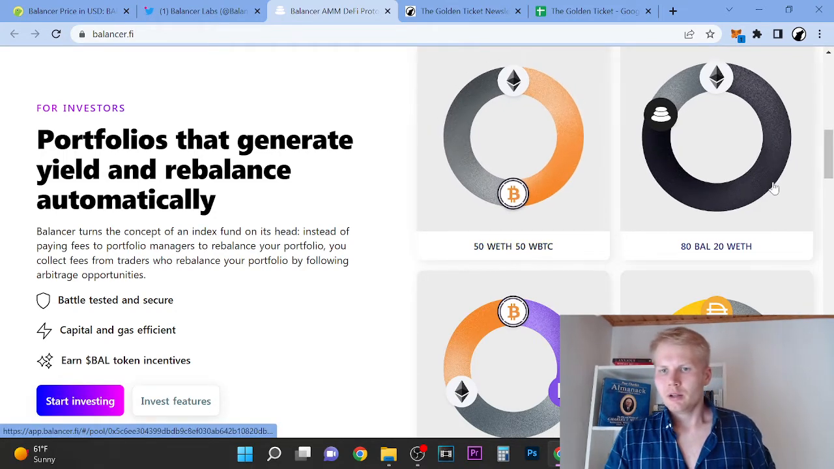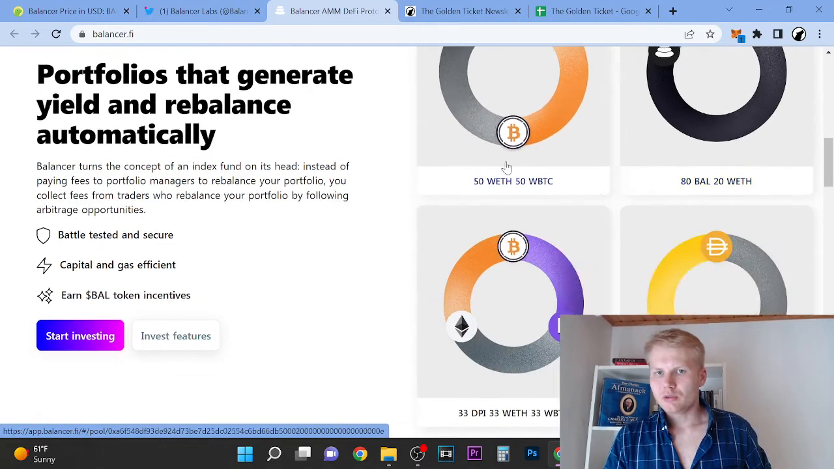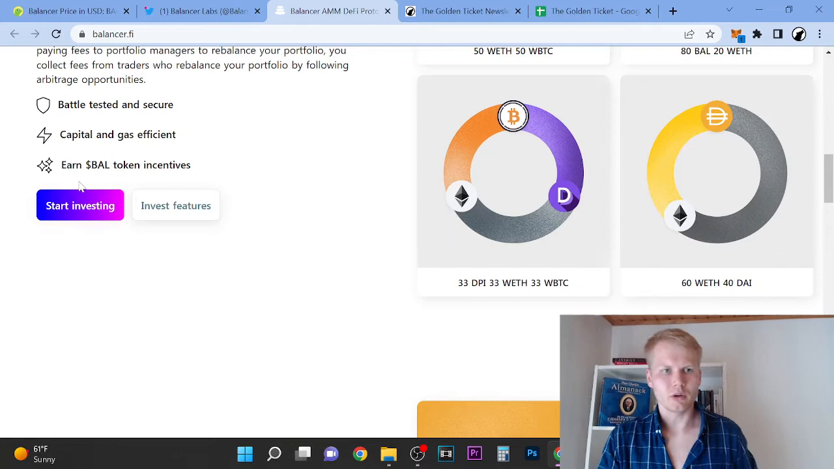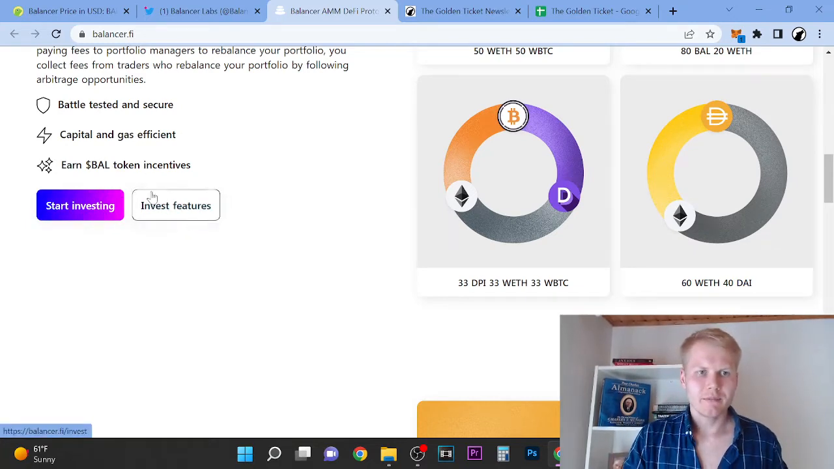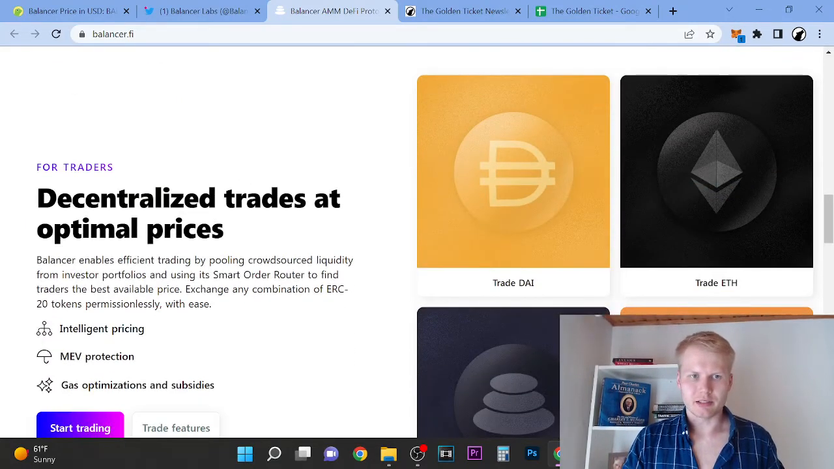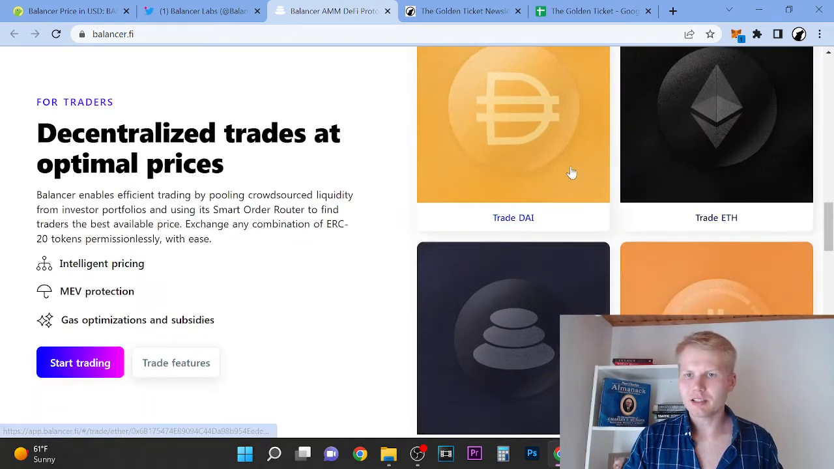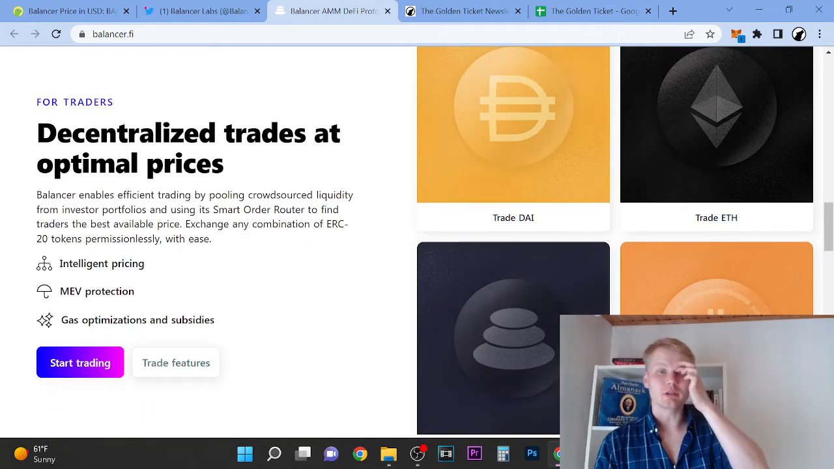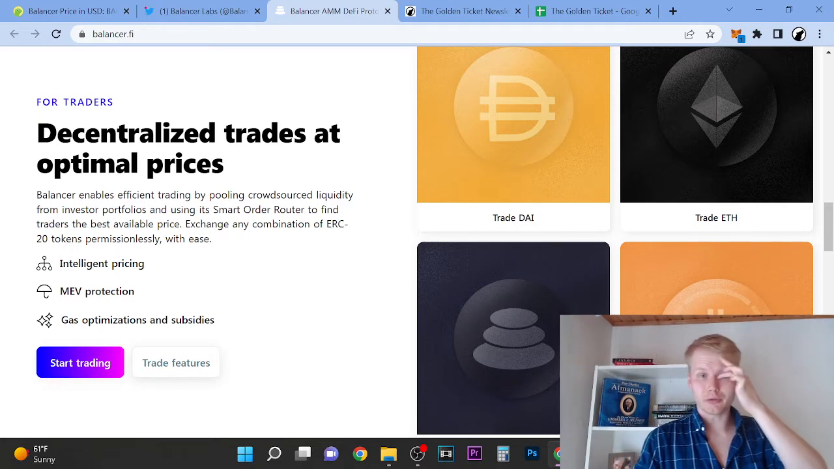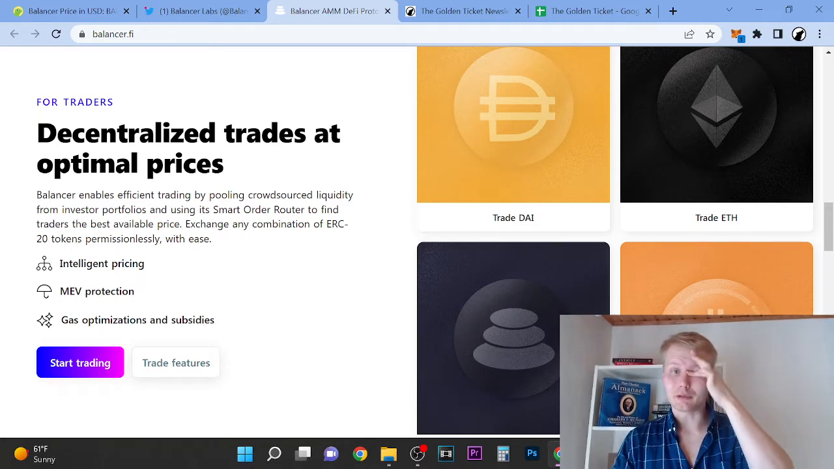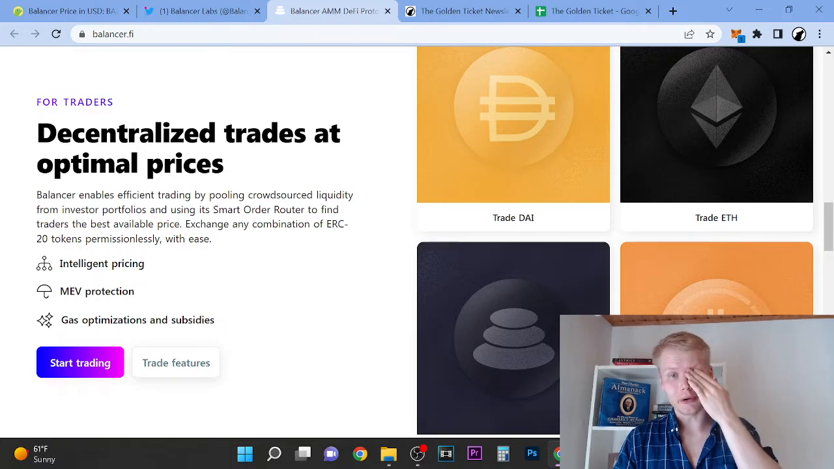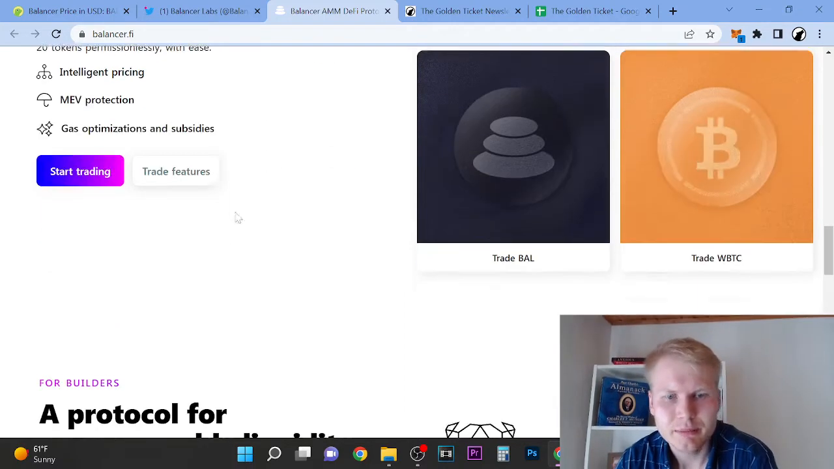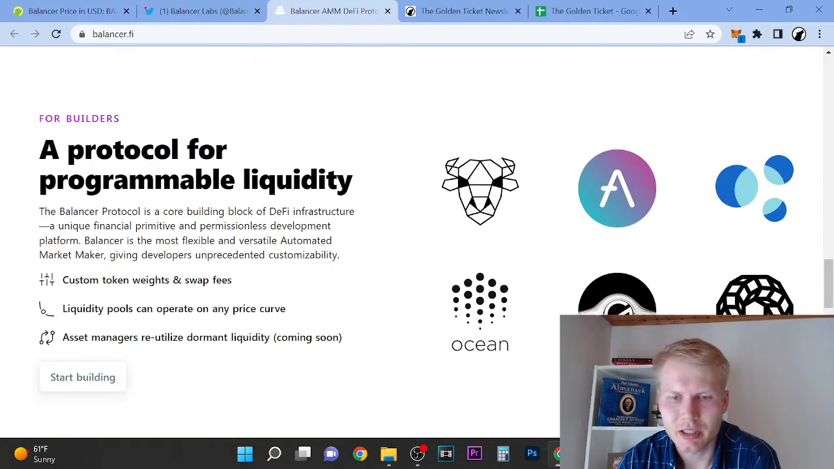So here 80-20, 50-50, 33-33-33, and then we have 60-40. So earn Balancer token incentives, very interesting. So decentralized trades at optimal prices. Balancer enables efficient trading by pooling crowdsourced liquidity from investor portfolios. So the liquidity comes from the investors, and using its smart order router to find the best available prices. Very, very unique project. Love what they're doing.